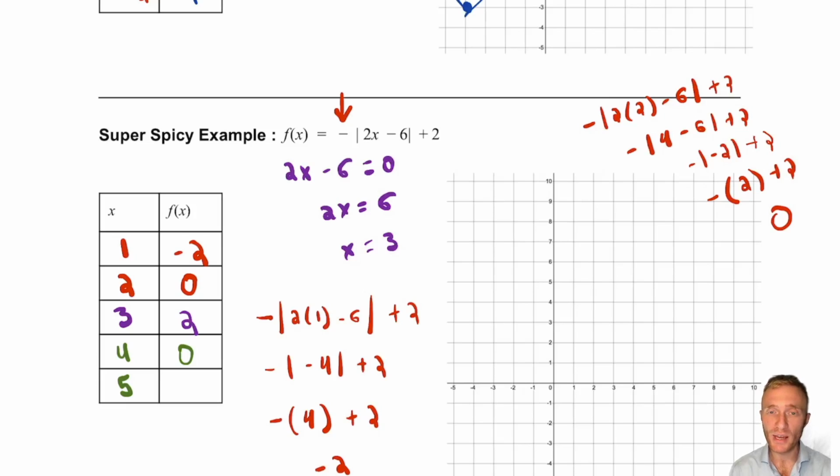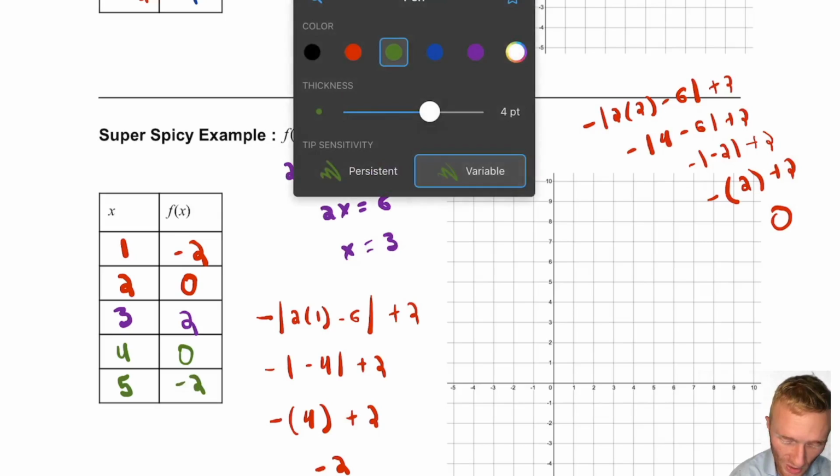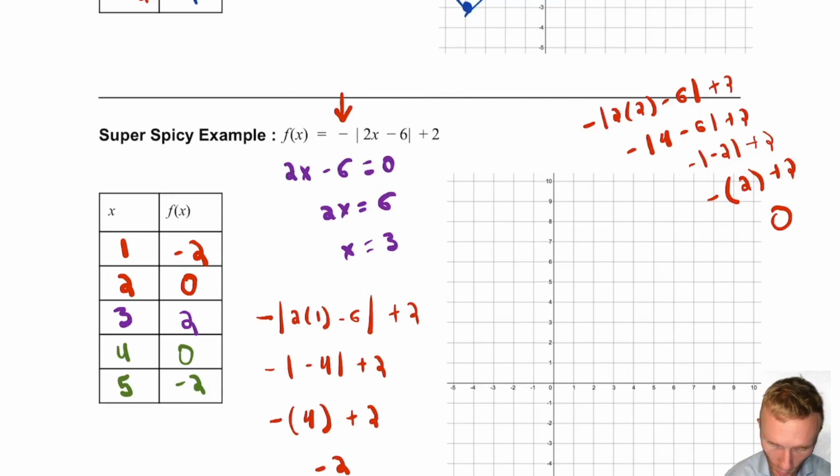And now lastly, we plug in 5. 2 times 5 is 10, minus 6 is 4. Absolute value keeps it 4, but then that negative sign out front makes it negative 4, plus 2 to make negative 2. So we're going to get the symmetry that we imagined. We're going to plot these points: 1, negative 2; 2, 0; 3, 2; 4, 0; 5, negative 2.